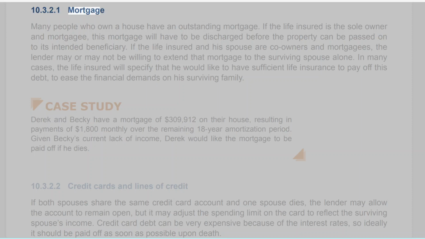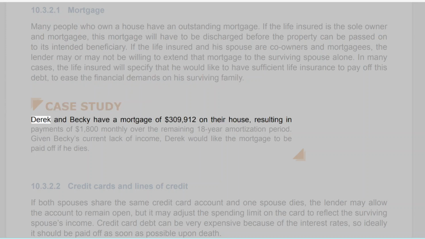10.3.2.1 Mortgage. Many people who own a house have an outstanding mortgage. If the life insured is the sole owner and mortgagee, this mortgage will have to be discharged before the property can be passed on to its intended beneficiary. If the life insured and his spouse are co-owners and mortgagees, the lender may or may not be willing to extend that mortgage to the surviving spouse alone. In many cases, the life insured will specify that he would like to have sufficient life insurance to pay off this debt, to ease the financial demands on his surviving family.